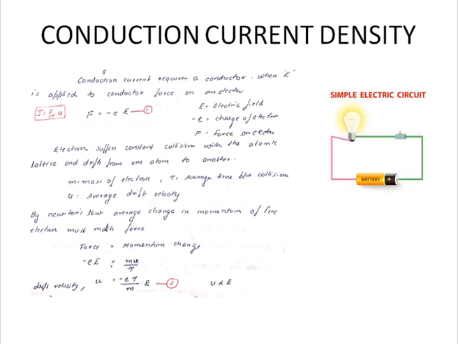Conduction current density is nothing but, take a resistance and assume that a current is flowing through it. The density of the current, represented by J, is known as conduction current density. The current flowing through is uniform throughout. So conduction current density requires a conductor, where E is the electric field applied and F is the force on the electron. Then two terms you should know: one is drift velocity u and tau, the average time between collisions of two electrons.